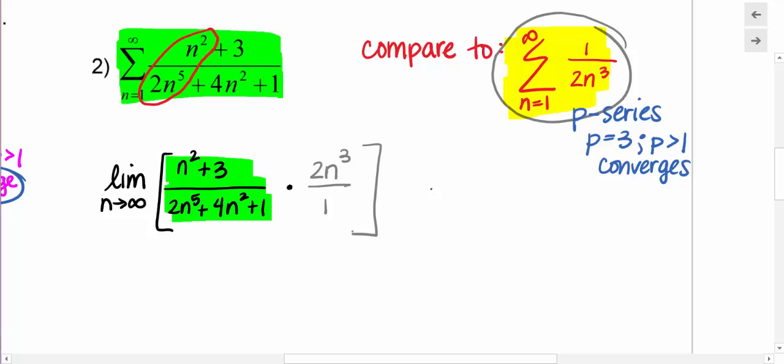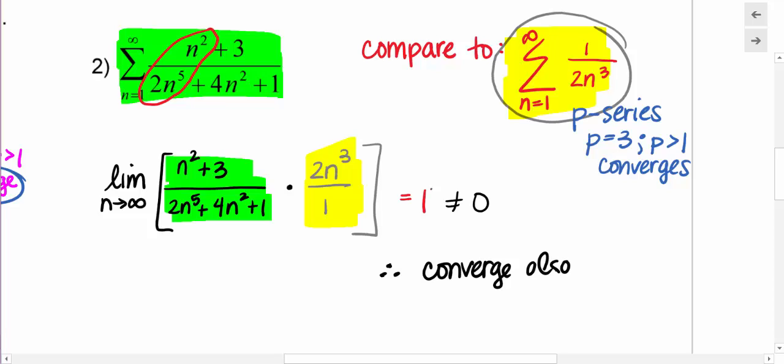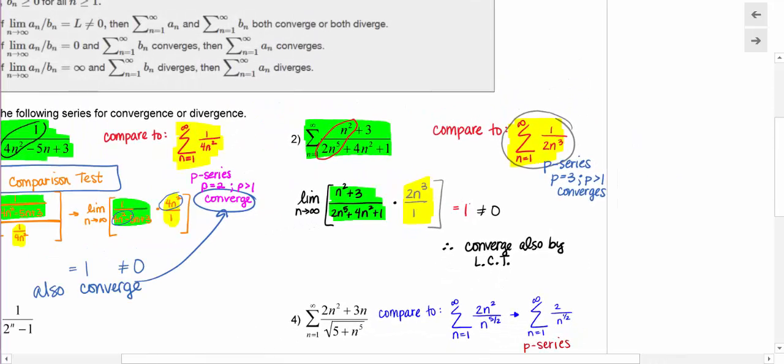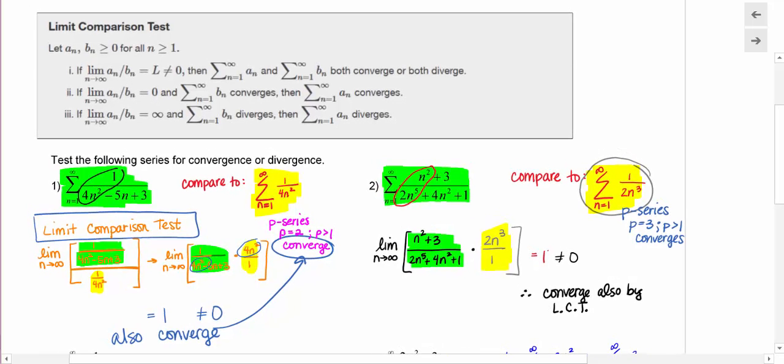Well, if I look at it, this limit is also 1. So the limit of green over yellow is not 0. So therefore, it will converge also. And I would just say by limit comparison test, or LCT. You can certainly write that out if you choose. So it's nice because we want any limit other than 0. Then they both will converge or both will diverge.